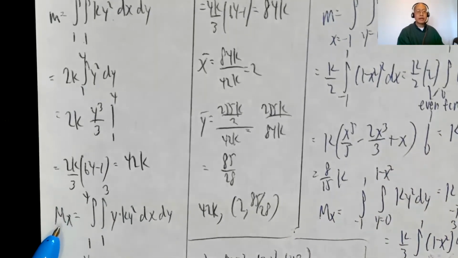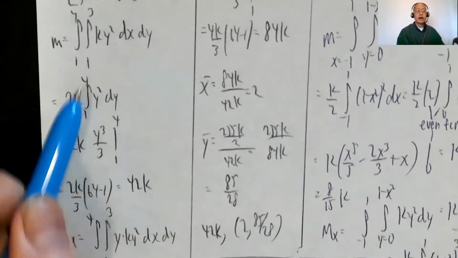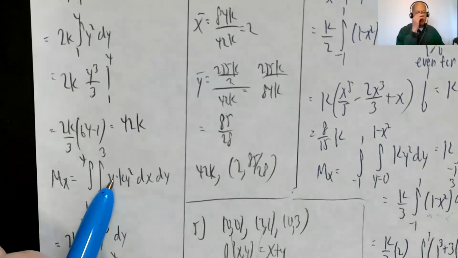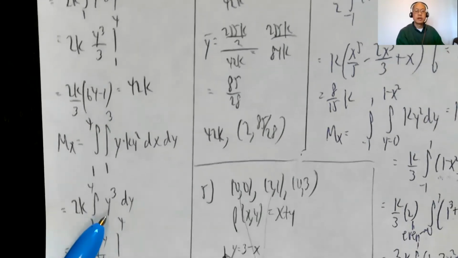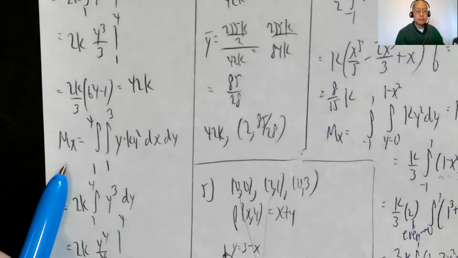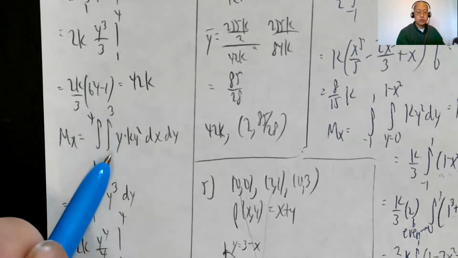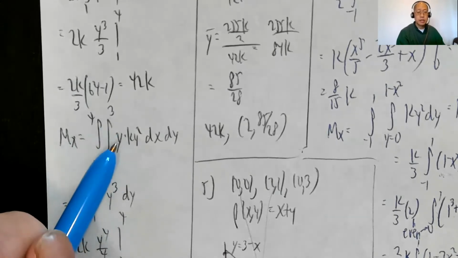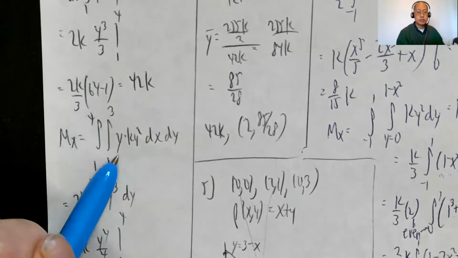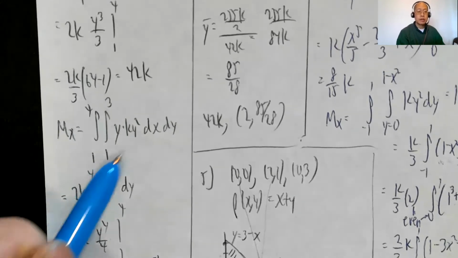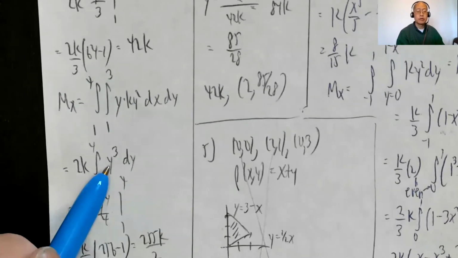Right, now for m sub x, I multiply this thing by y. So it's y times ky squared, or I'm integrating y cubed. A lot of the original part stays the same. Take out the k, take out the 2. This integral does not depend on x, so I just take the length of the interval, which is 2. K comes out, and I'm integrating y times y squared, y cubed.